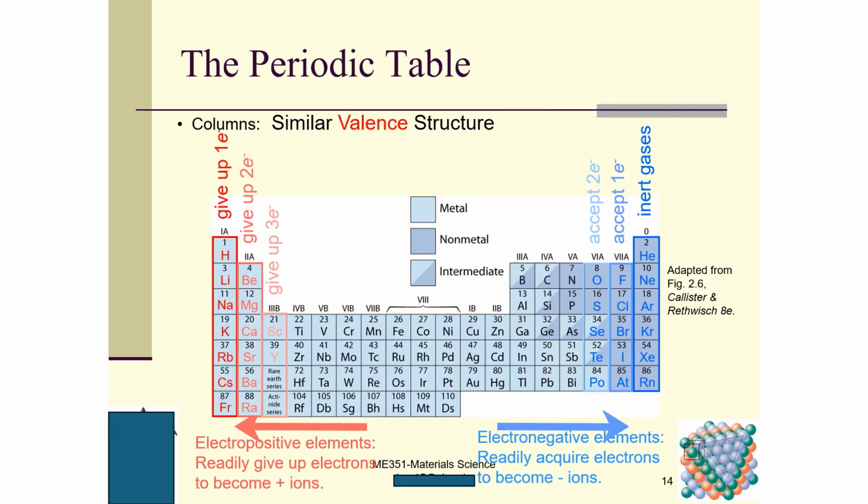Then we talk about the periodic table. Maybe if you have taken chemistry in high school, you know some information about this periodic table. You can see that each column has similar valence structures. As a result, each column has similar chemical properties. Here we have these two arrows. This arrow shows electronegative elements, which rapidly acquire electrons to become negative ions. This arrow shows electropositive elements, which rapidly give up electrons to become positive ions.